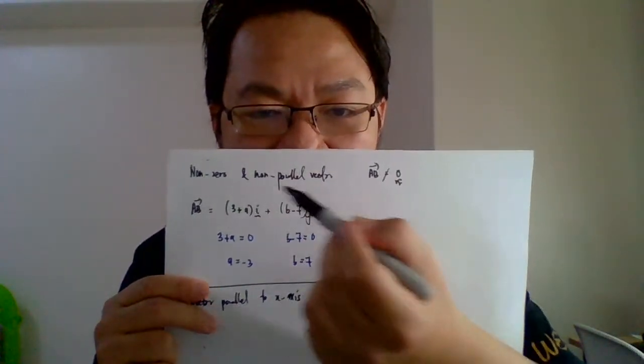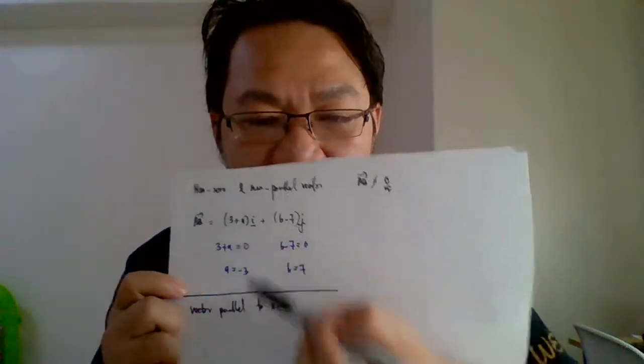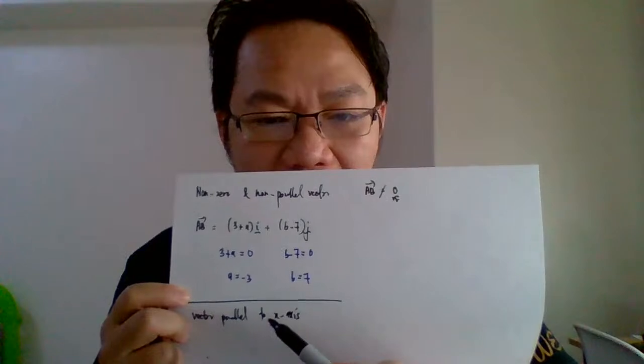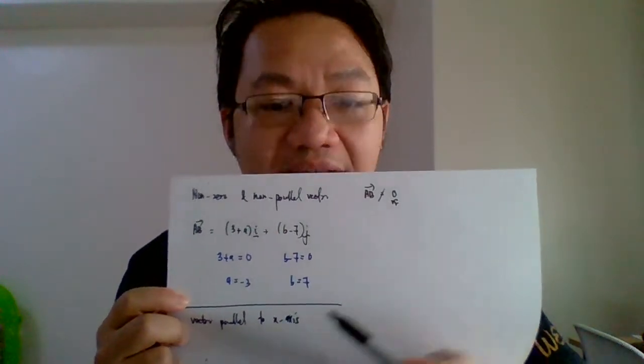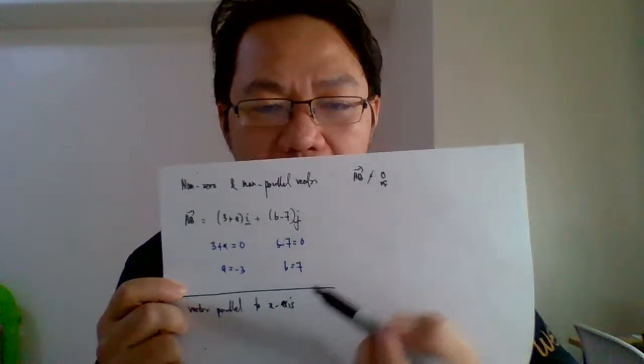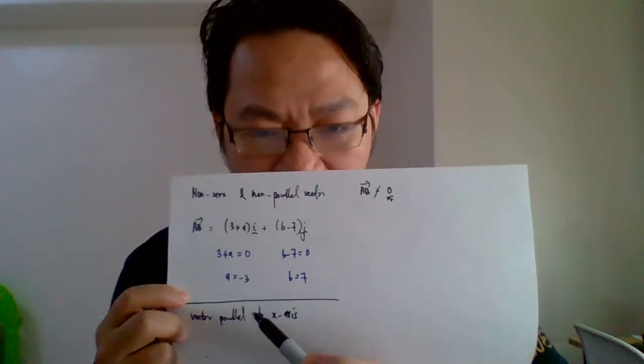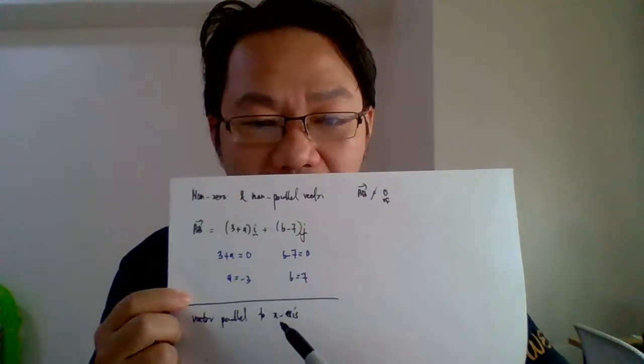Alright, so my second notes here is parallel to a certain axis. So let's say vector parallel to the x-axis. I'm still using the same question here, AB. So given that the vector AB is parallel to the x-axis, what does that mean? That means you want to solve the problem: the vector AB is parallel to the x-axis.